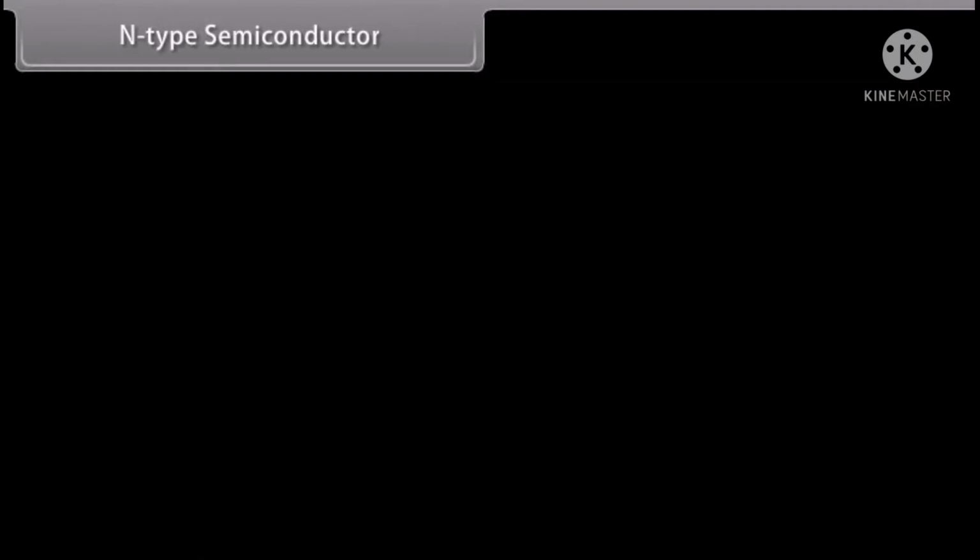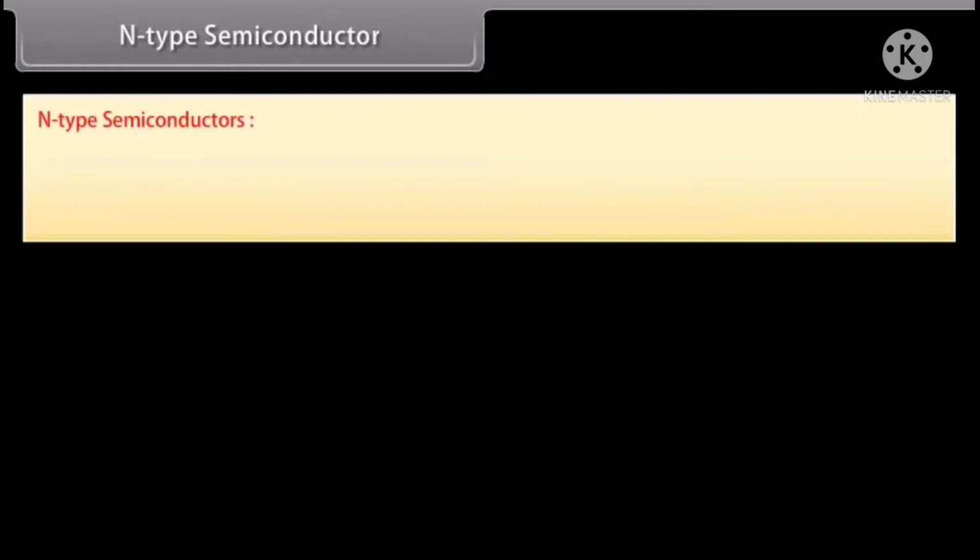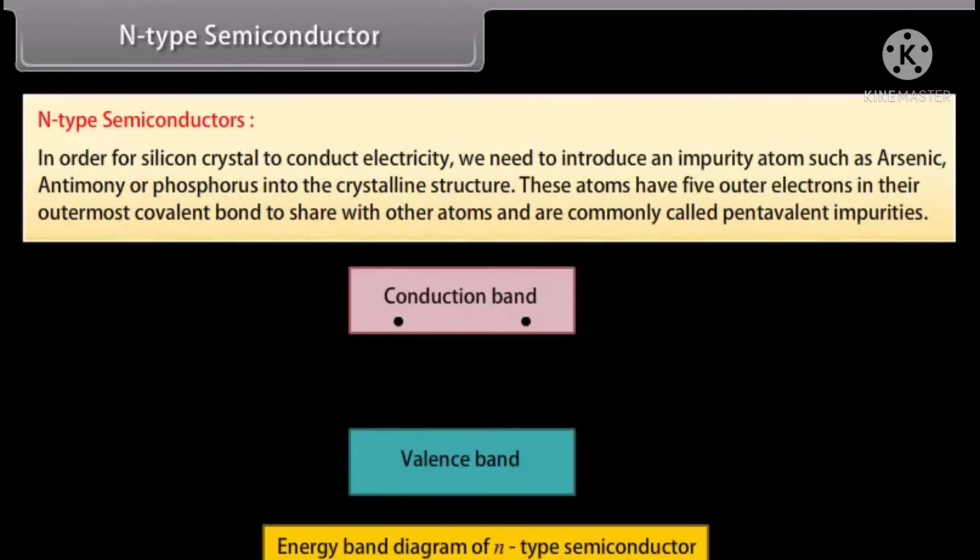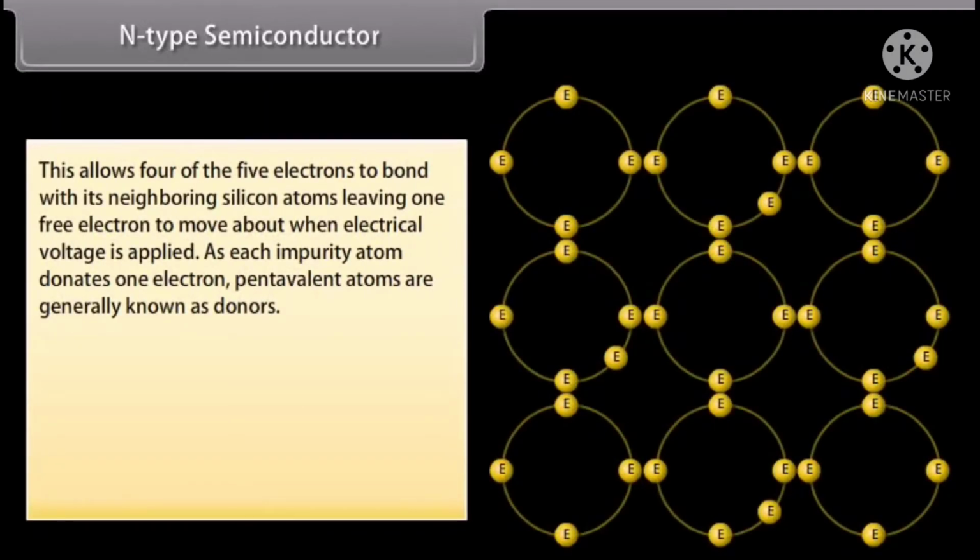N-type semiconductors. In order for a silicon crystal to conduct electricity, we need to introduce an impurity atom such as arsenic, antimony, or phosphorus into the crystalline structure. These atoms have 5 outer electrons in their outermost covalent bond to share with other atoms and are commonly called pentavalent impurities. This allows 4 of the 5 electrons to bond with its neighboring silicon atoms, leaving 1 free electron to move about when electrical voltage is applied.